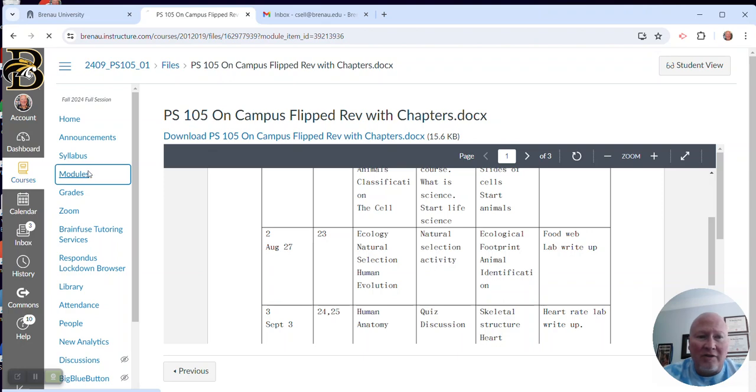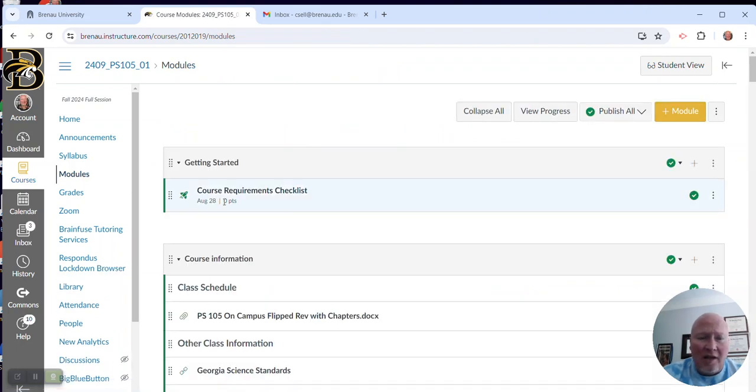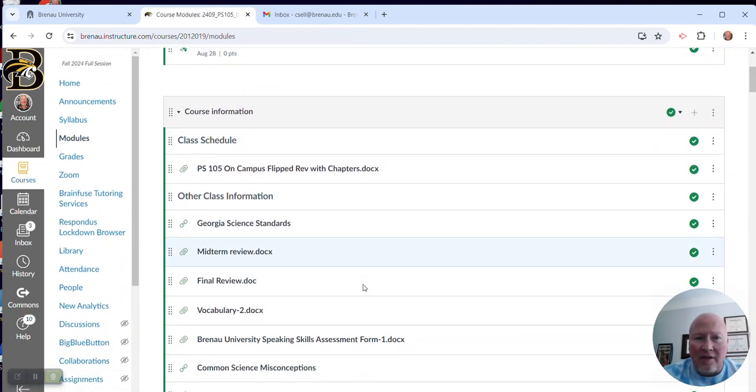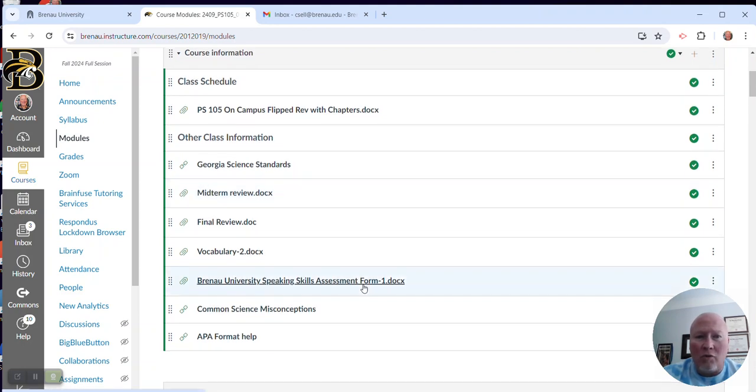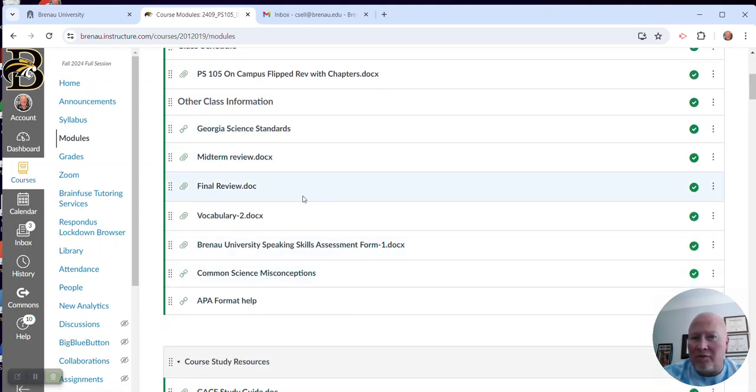So we go back over here to the modules. Just so that you'll see, all of this first section is course information, the Georgia Standards midterm review, final review. There is a midterm and a final, both of which are multiple choice, and we will be taking those in the computer lab.